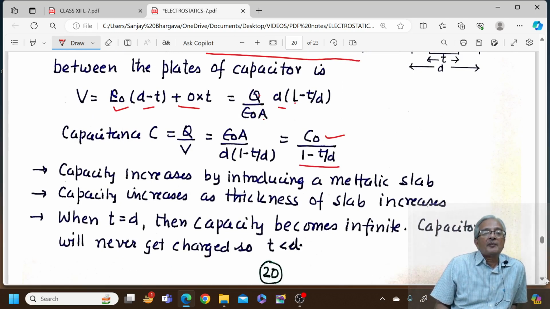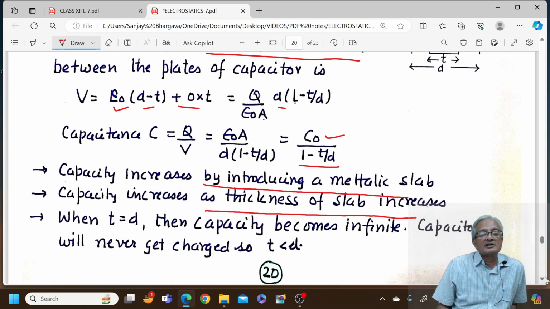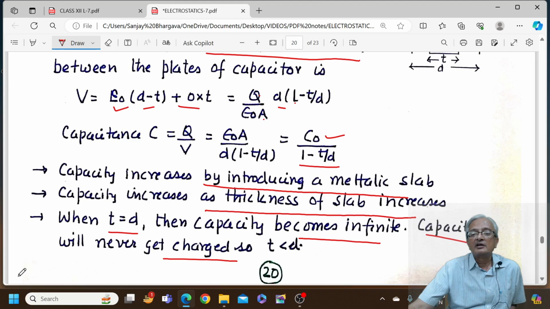Here we can say capacity increases by introducing a metallic slab, and capacity increases as the thickness of the slab increases. But if T becomes equal to D, then capacity becomes infinite. Such a capacitor will never get charged. So T should always be less than D.